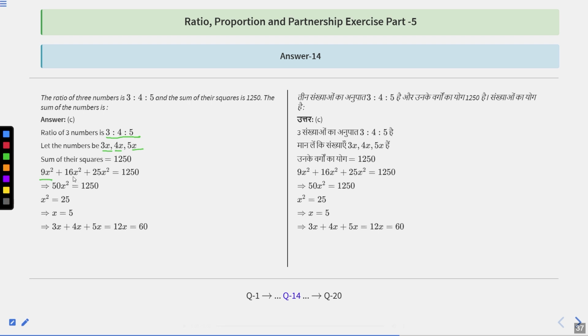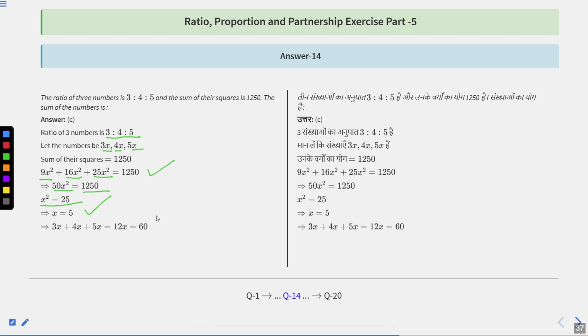So 9x square plus 16x square plus 25x square becomes 1250. It is given in the question. When we add up, we get 50x square equals 1250. When we solve it, we get x square equals 25, so x equals 5. So 3x plus 4x plus 5x equals 12x, which is 60.